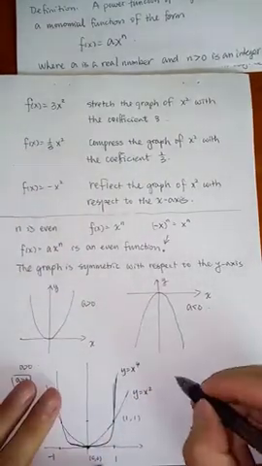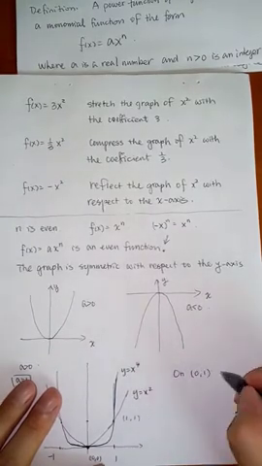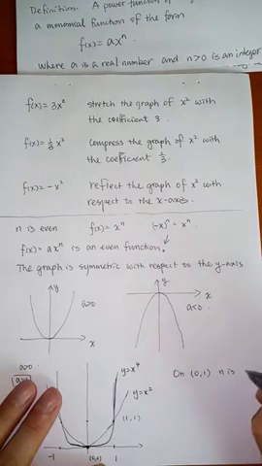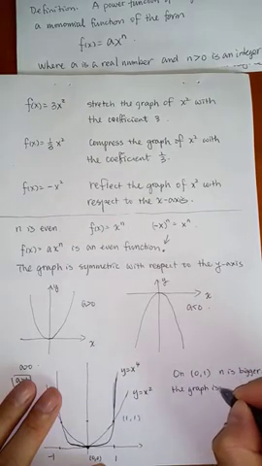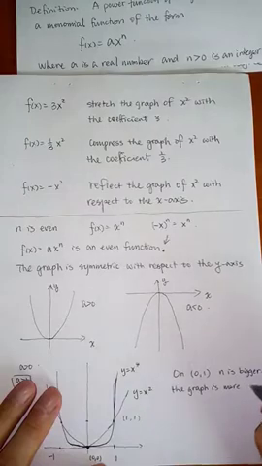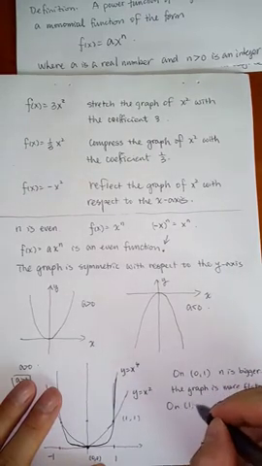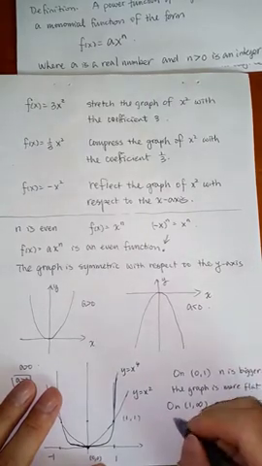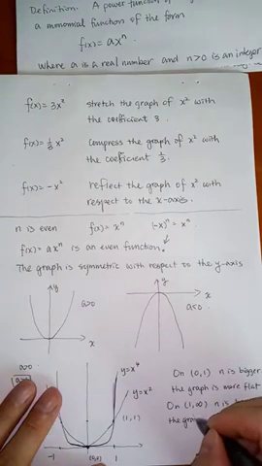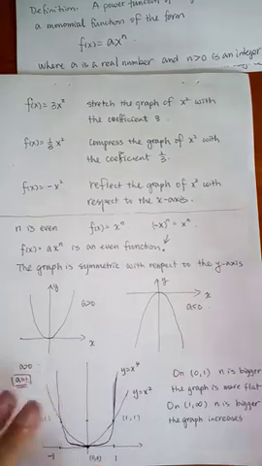So on (0, 1), the bigger n is, the more flat the graph is. On (1, infinity), the bigger n is, the faster the graph increases.